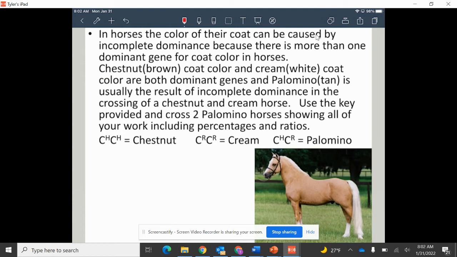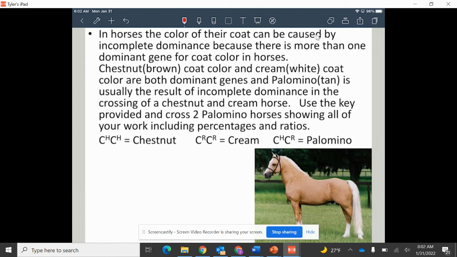And so in horses, the color of their coat can be caused by incomplete dominance because there is more than one dominant gene for coat color. Chestnut or brown coat color and cream white coat color are both dominant genes, and Palomino, which is sort of a tan, is usually the result of incomplete dominance in the crossing of a chestnut and a cream horse. Use the key provided and cross 2 Palomino horses, showing all your work, including percentages and ratios.